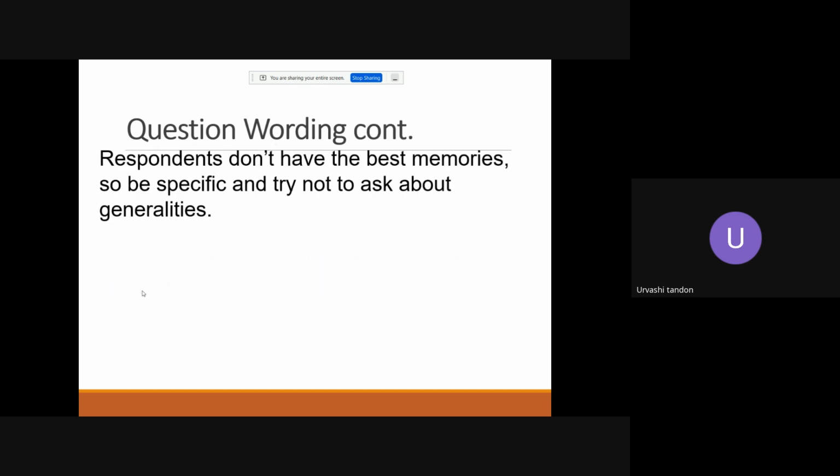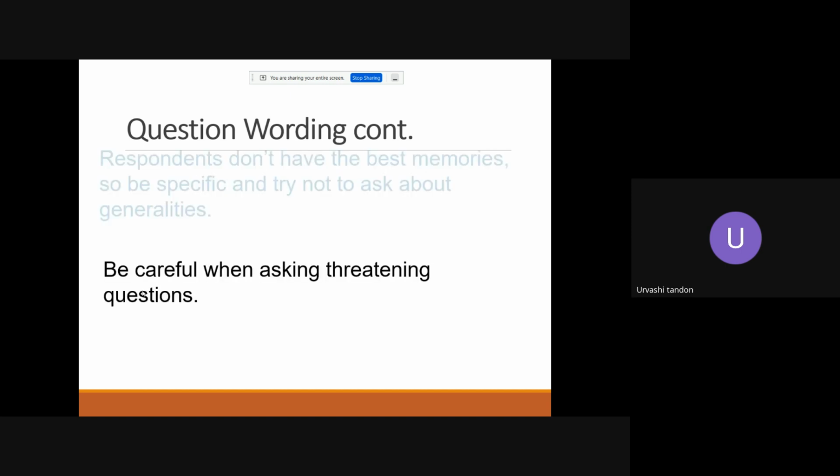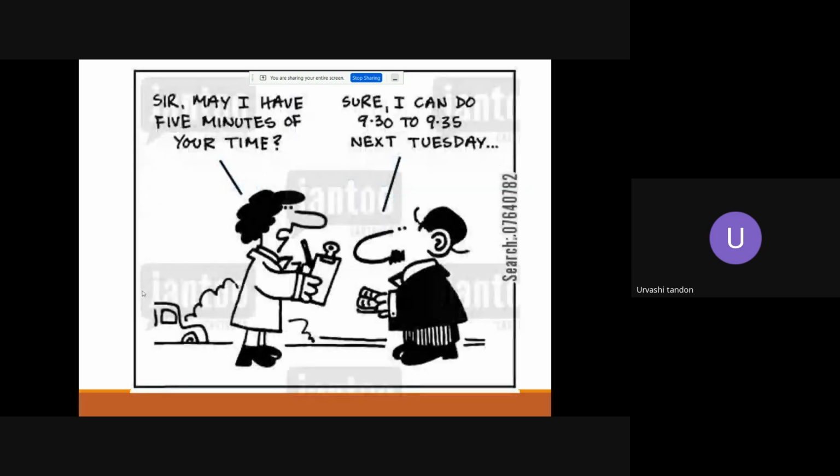Then, wording counts. Respondents do not have the best memories. So be specific and try not to ask about generalities, right? General questions you should avoid. Try to be specific. Try to have those questions which you can measure, and they should correspond to your constructs, right? Be careful while asking threatening questions. We need to avoid threatening questions, right?